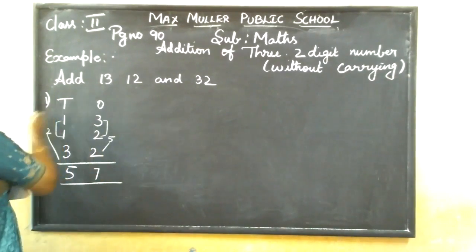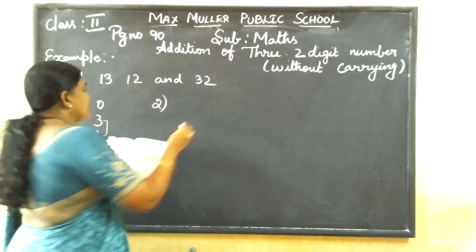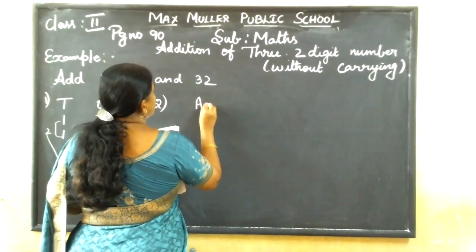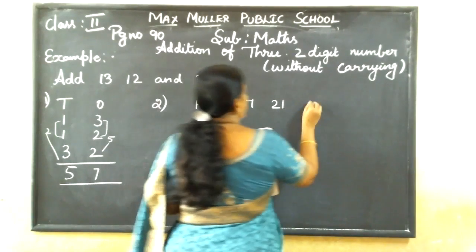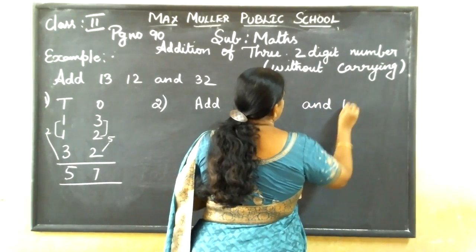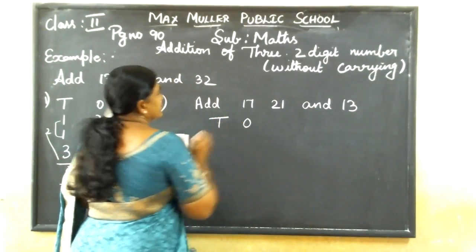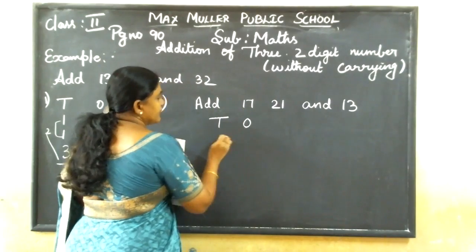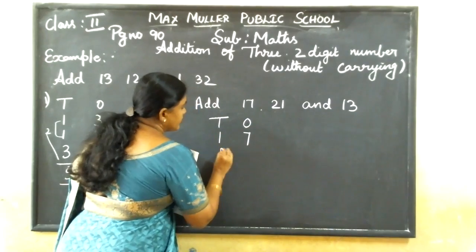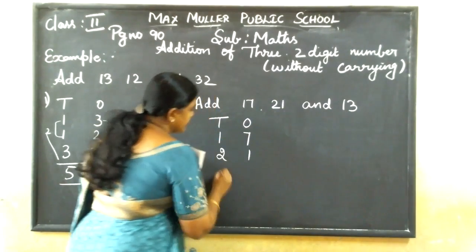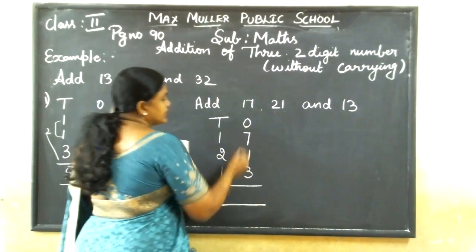The first one we finished as an example sum. Second example I am giving. Add 17, 21 and 13. Now first you will arrange the numbers. Which number first will you write? This first number, write 1, 7. After that, second number 2, 1. And third number is 13. First, which column will we add? Ones column we will add.